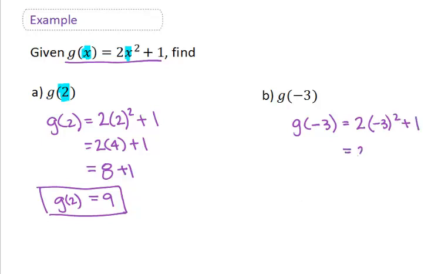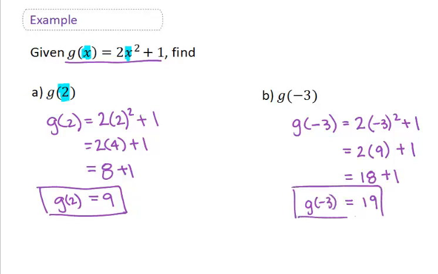So exponents first. Negative 3 squared gives you positive 9. Positive 9 times 2 gives you 18. And 18 plus 1 gives you 19. So the answer to this problem is G of negative 3 is equal to 19.